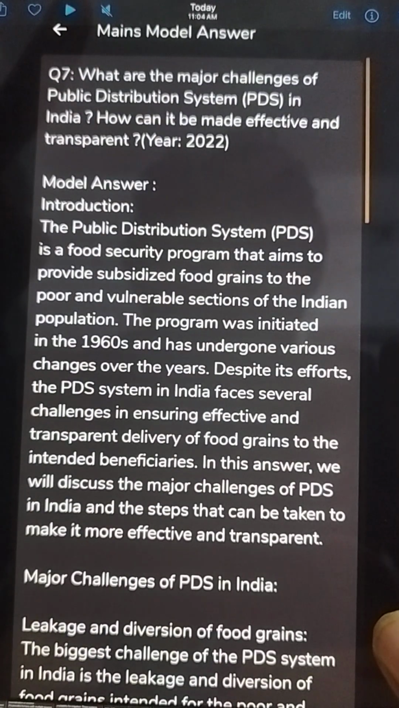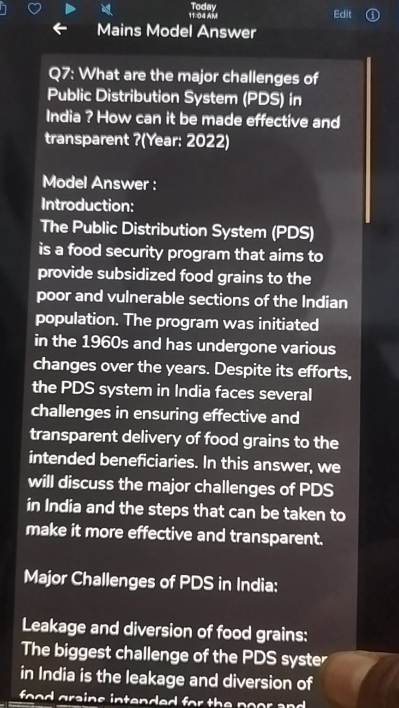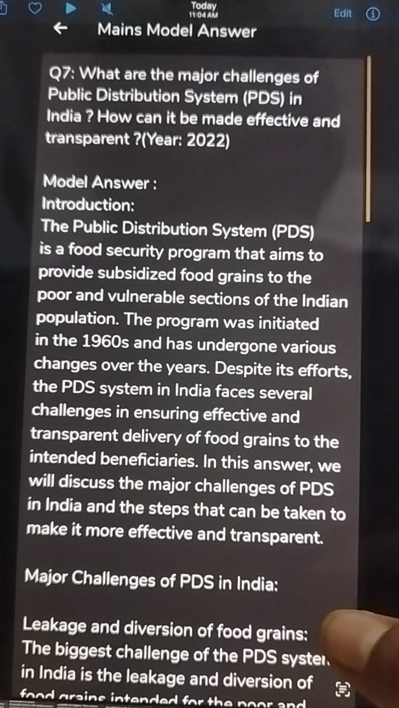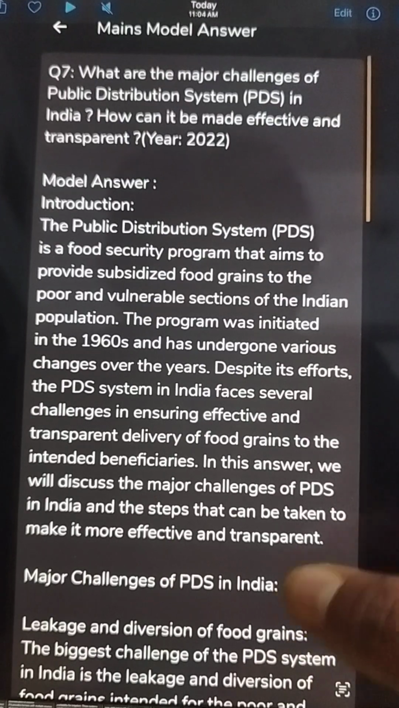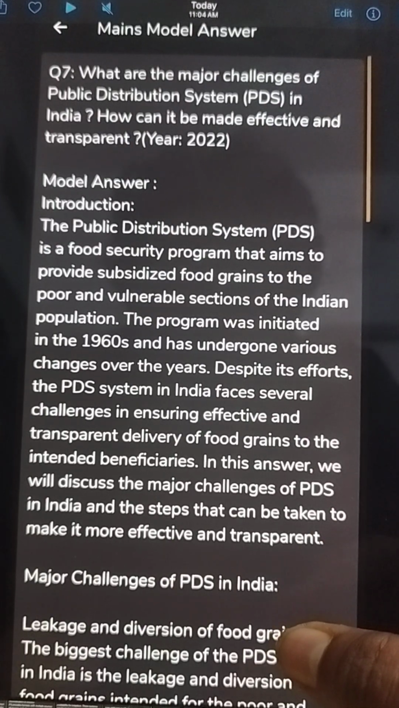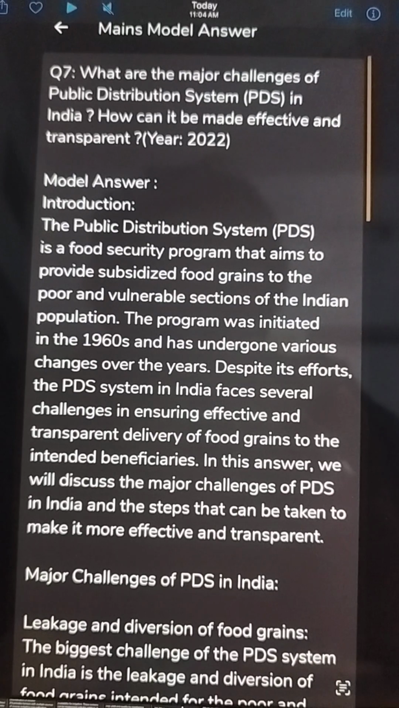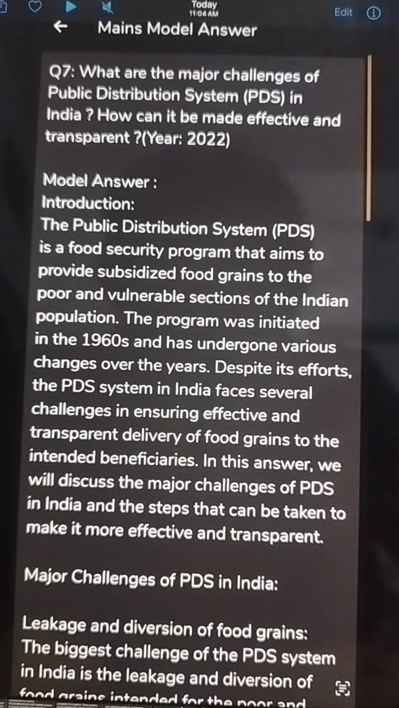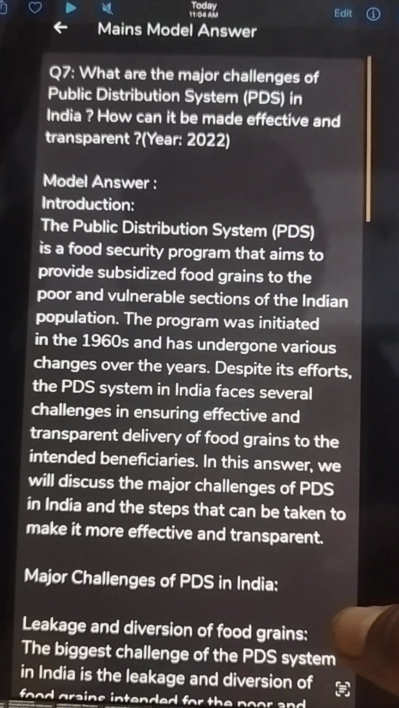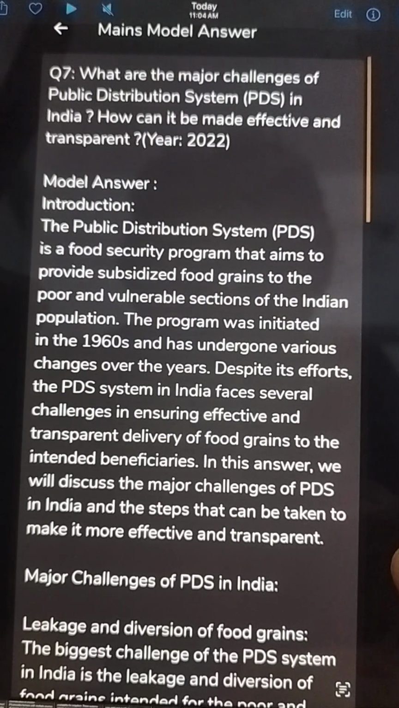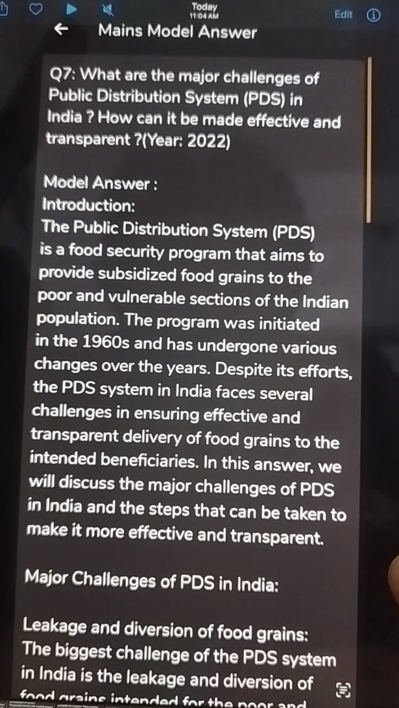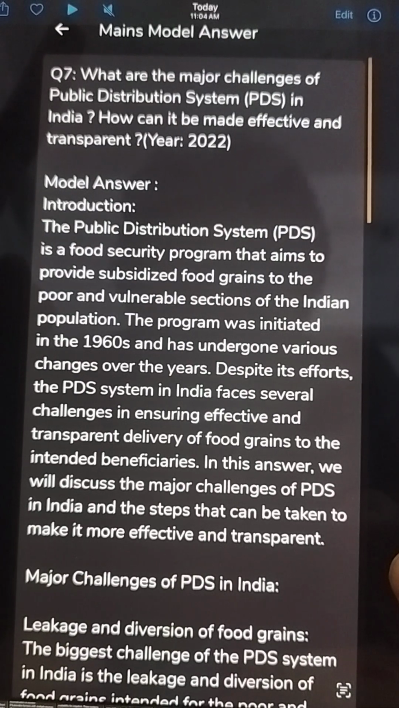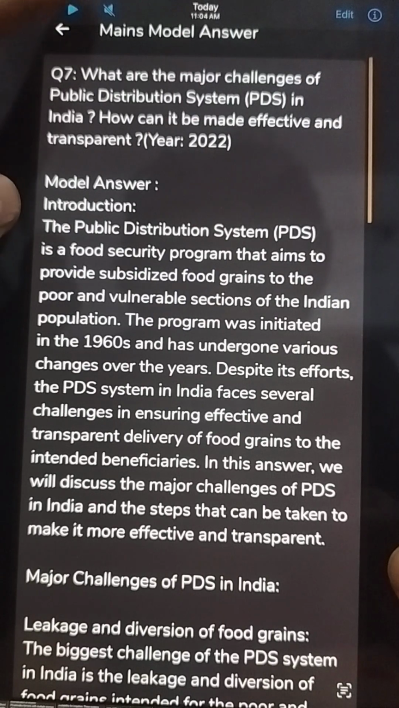Then comes, what are the major challenges of the PDS in India? How can it be made effective and transparent? The PDS is the food security program that aims to provide subsidized food grains to the poor and vulnerable sections of the Indian population. The program was initiated in the 1960s and has undergone various changes over the years. Despite its efforts, the PDS system in India faces several challenges in ensuring effective and transparent delivery of food grains to the intended beneficiaries. In this answer, we will discuss the major challenges of PDS in India and the steps that can be taken to make it more effective and transparent.